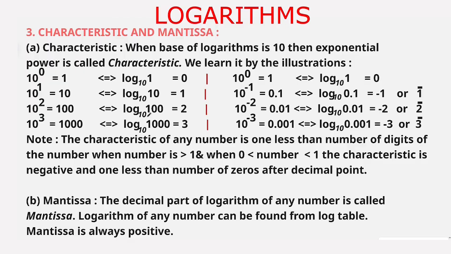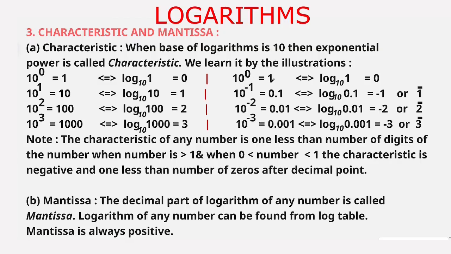In log 100, the number of digits of 100 is 3. Therefore, the characteristic is 1 less than 3, which is 2. In log 1000, the number of digits is 4, and the characteristic is 1 less than 4, which is 3. Now, when the number is less than 1, for that we see the illustrations.